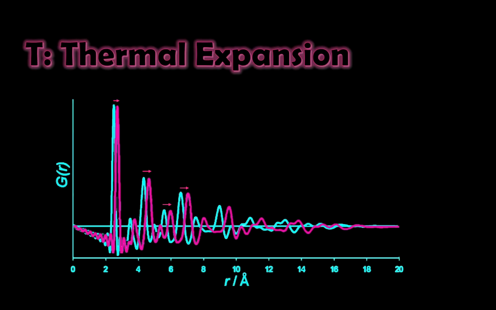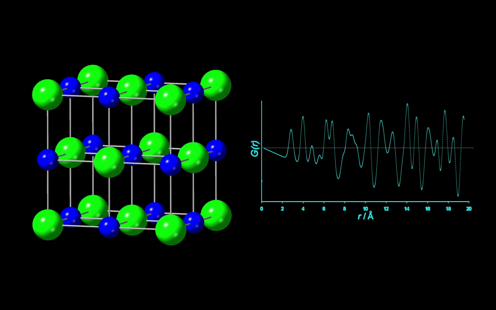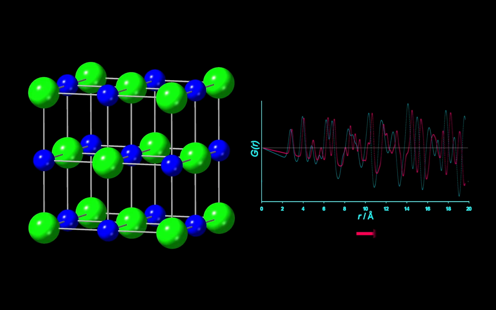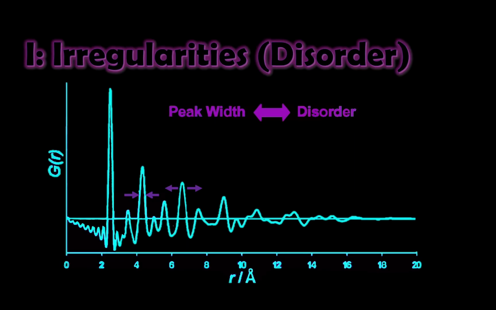What does it mean if the peaks shifted? This means the material undergoes thermal expansion, which is when the crystal lattice of the material either expands or contracts upon heating. In the case of our salt, if we heat it to 600 degrees Celsius, the lattice expands and the atom distance increases. Therefore, we see the peaks shift to the right.